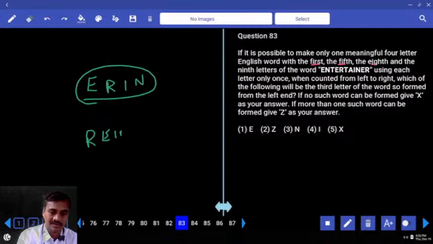R, E, I, N, Rain. Rain is the word that can be formed. And here, which is the third letter from the left hand side? What is the third letter? I. I is your answer, that is choice 4.